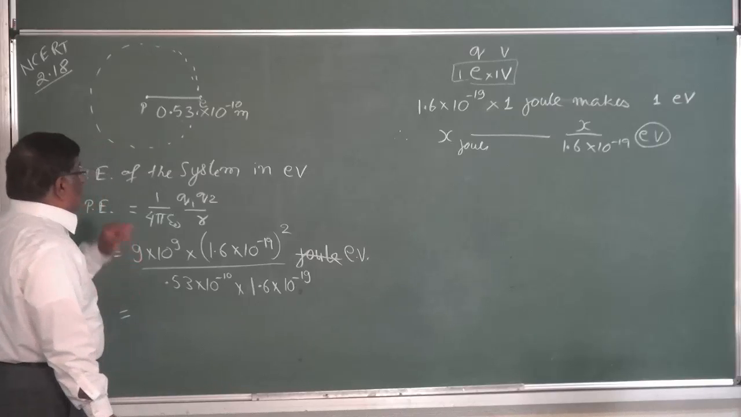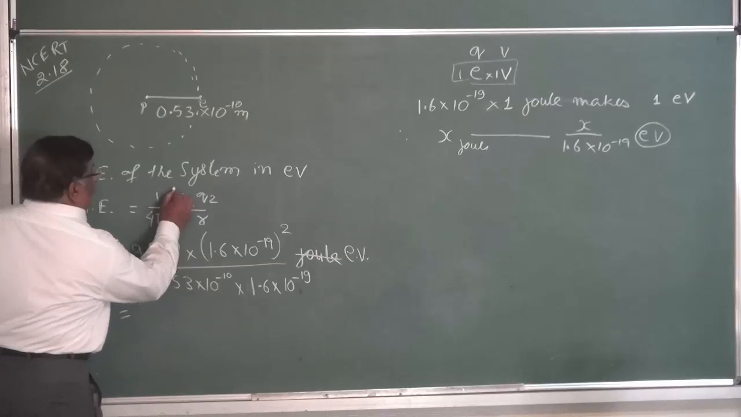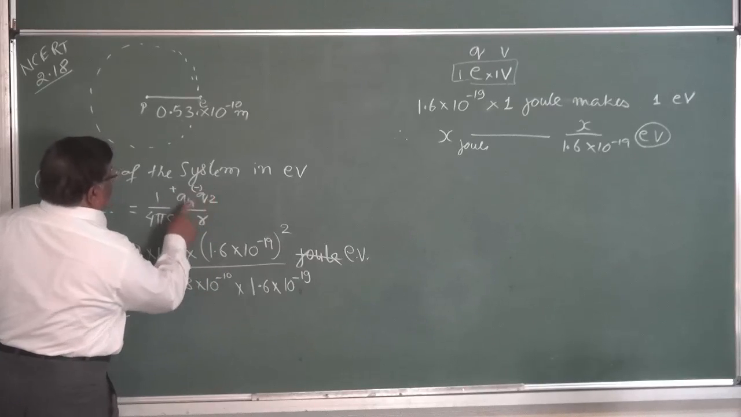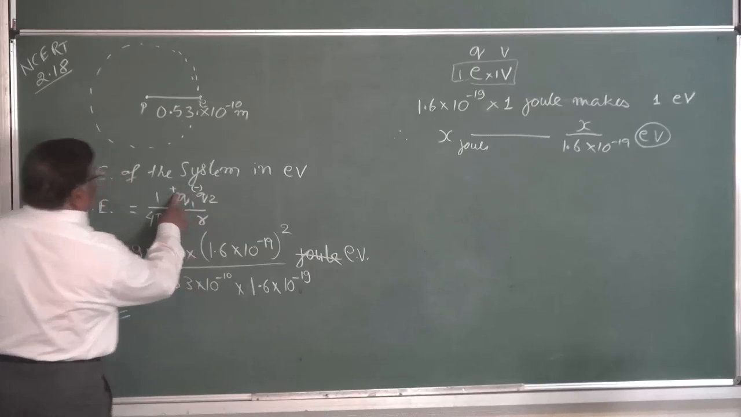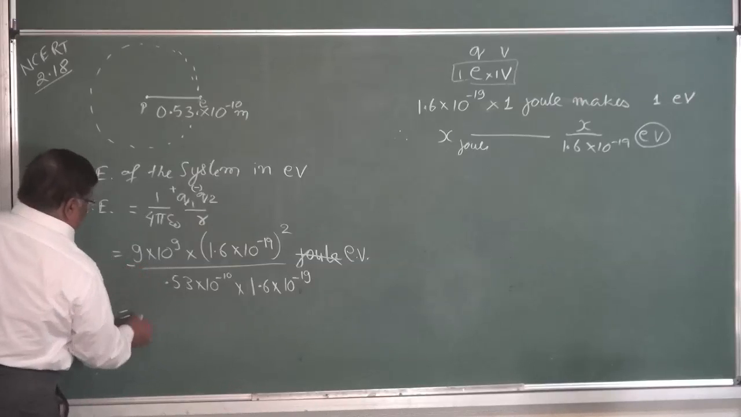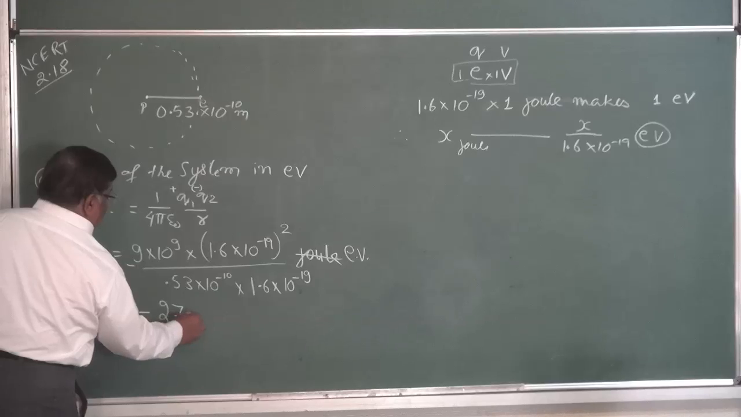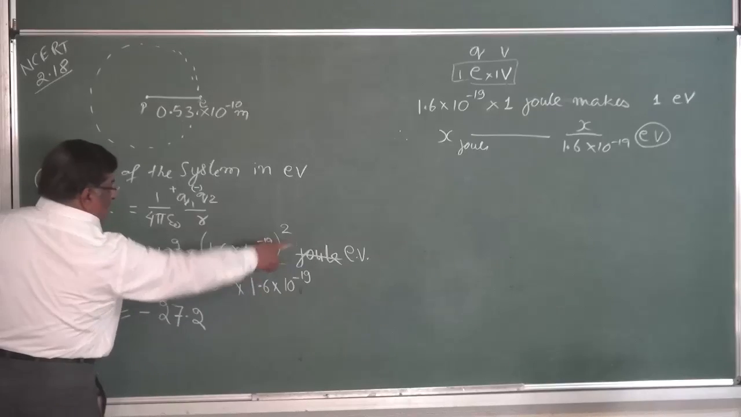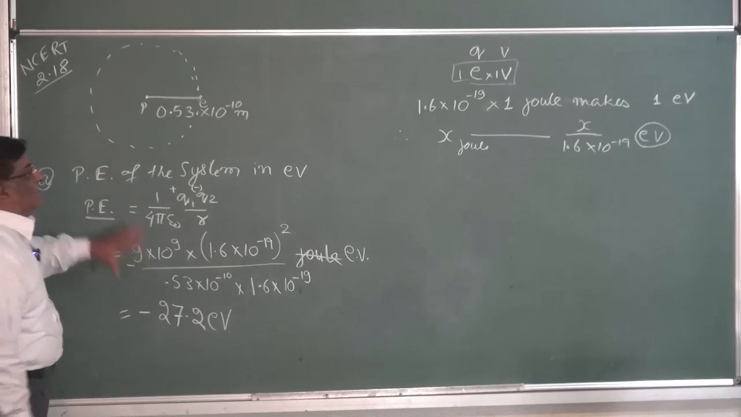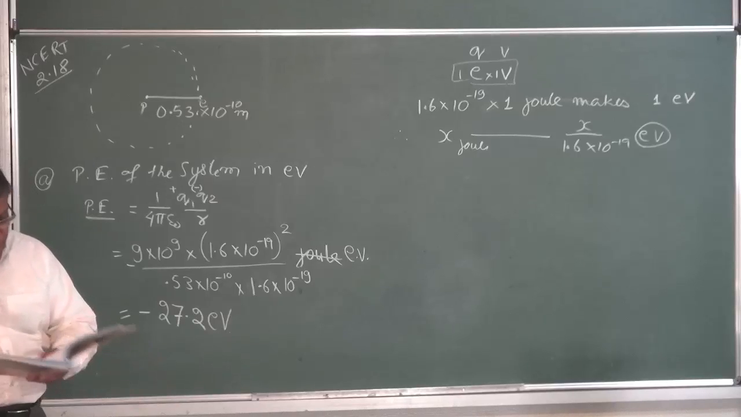ठीक. अब एक चीज छोटी सी और देखिए. When we multiply Q1 and Q2, this is positive charge, positive 1.6, and this is negative 1.6. When you multiply the two, what will be the sign of the result? That will be minus. So this whole thing will be minus. Now you solve this. This comes to 27.2. What is the unit here? Electron volt. What is this? Potential energy of this system. So this is done. Potential energy of the system is 27.2 electron volt.